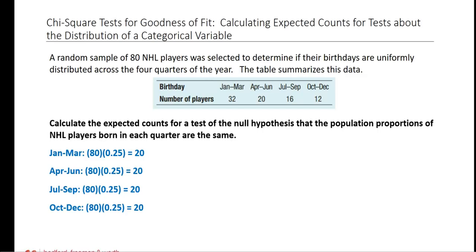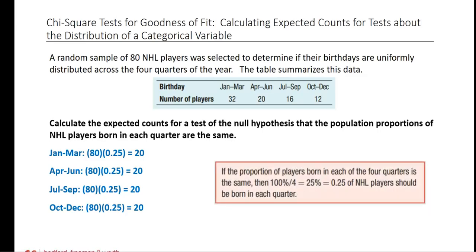So we expect 20. We can see that we're right on the dot on April through June, but some of the others, not so much. Right, so those are all the expected counts.